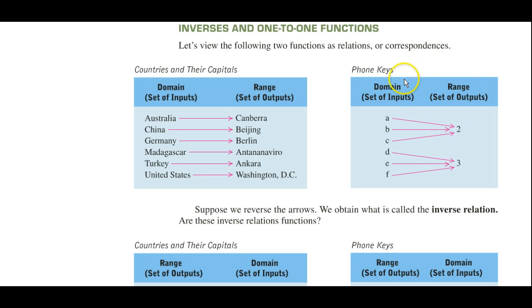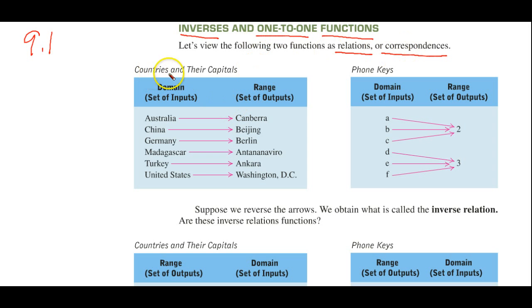All right, now we're going on to part 2 of section 9.1. And we're going to look at inverses and one-to-one functions. Let's look at the following two functions as relations. Another word we may have used is correspondence. Relations is equivalent to correspondence.